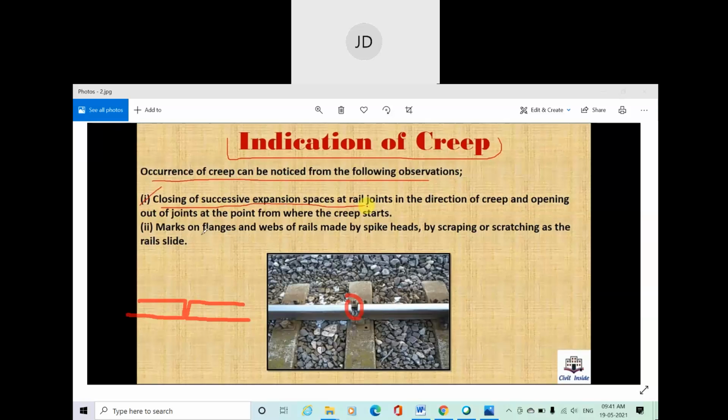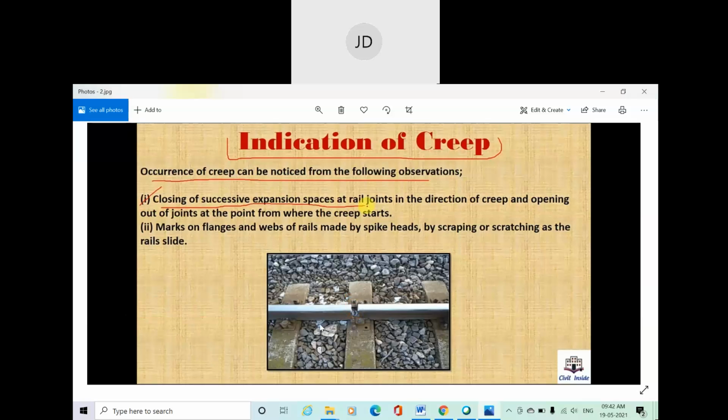Okay, the marks on flanks and webs of the rail made by spike heads or by scraping or scratching on the rail side. That means we already discussed the different wear and tear action of the rail. So by seeing the wear and tear of the rail, we can understand that stress is uneven and there is a chance of creep.